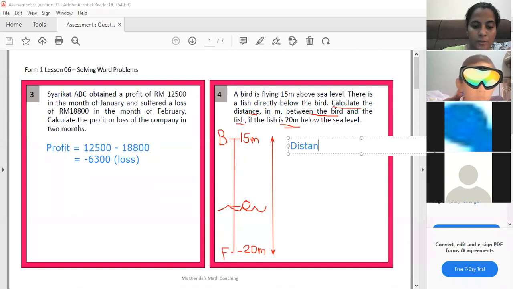So, how do you start this? Distance. Start with the clue word. Calculate the distance means your answer will be distance. You see that? Question says calculate distance. So your answer would be distance. And that's right. 15.